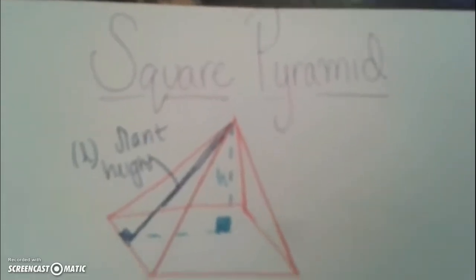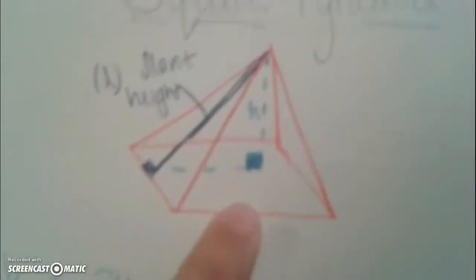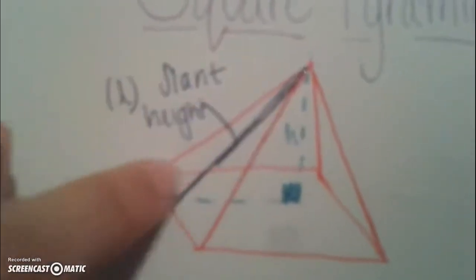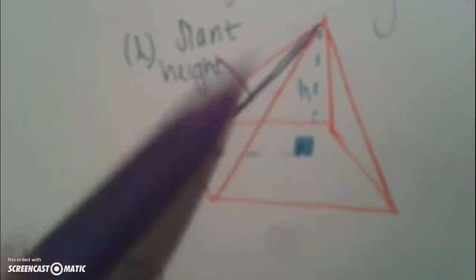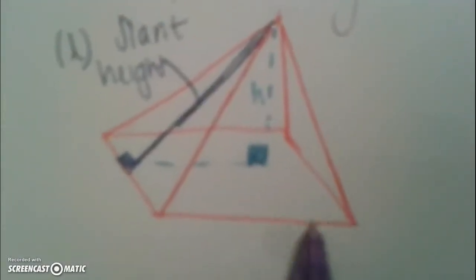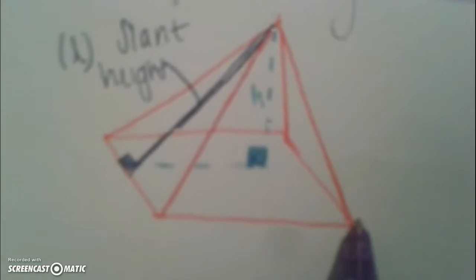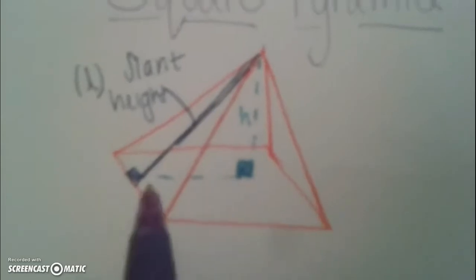Square pyramids. A square pyramid is a pyramid with a square base, and it has a slant height, which is right here. It is pretty much just the height of a regular triangle, but since it's on the lateral face, it's slanted. And this is the height of the square pyramid, and the base edge is always twice as big as the radius right here.